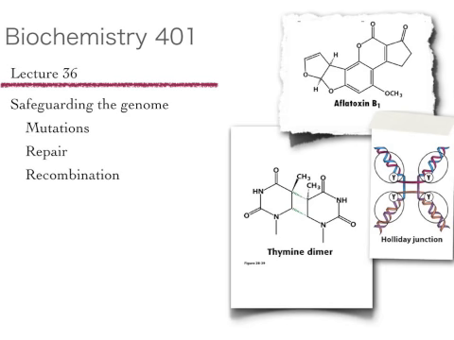Biochemistry 401 Lecture 36. Today we're going to talk about what can go wrong and how to fix it. Safeguarding the genome. We're going to talk about mutations and repair of those mutations, and then we're going to talk about recombination.